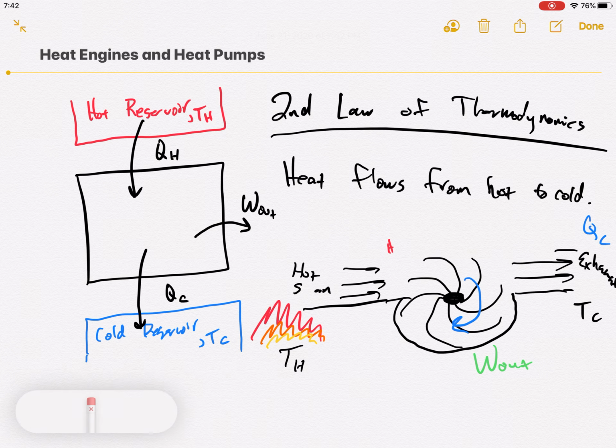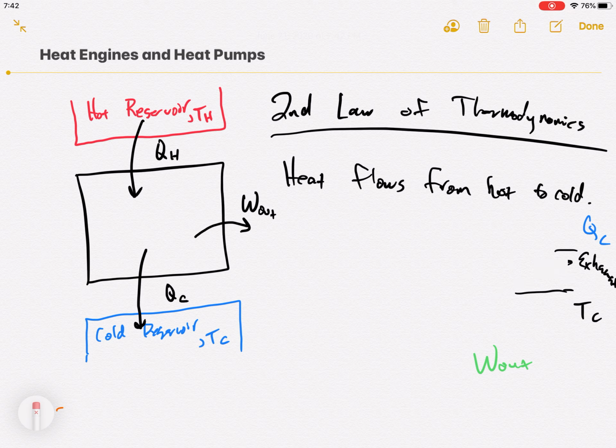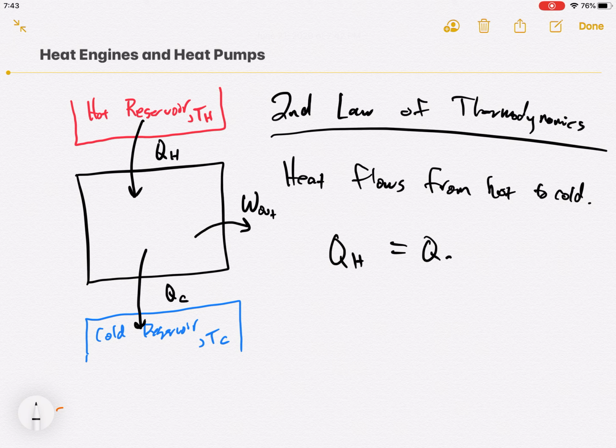So let's make that go away for a second and talk about energy. The first law of thermodynamics was basically conservation of energy, and we can do the same thing here. If this system is going to be cyclic, meaning repeated over and over, I need energy to be conserved. So I need energy in to equal energy out. Well, that says Q hot equals Q cold plus the work that was done.